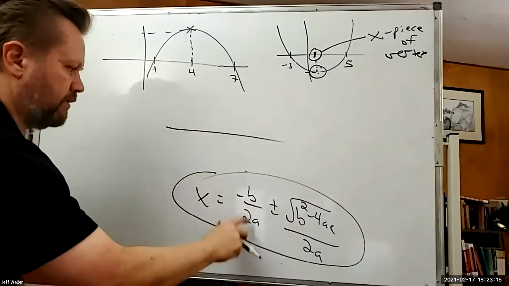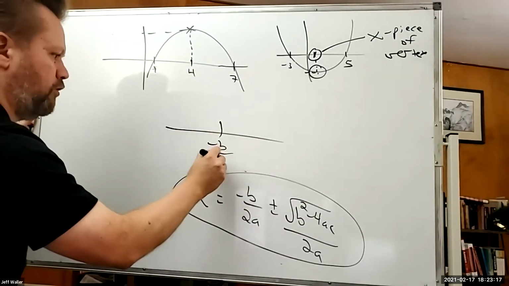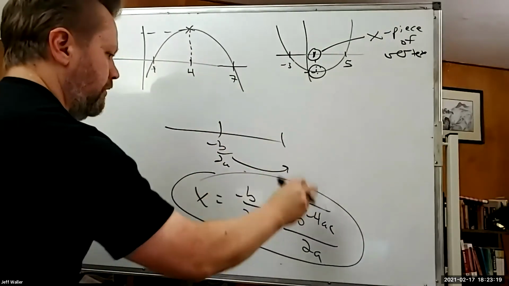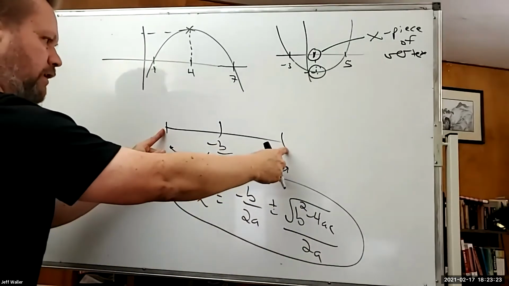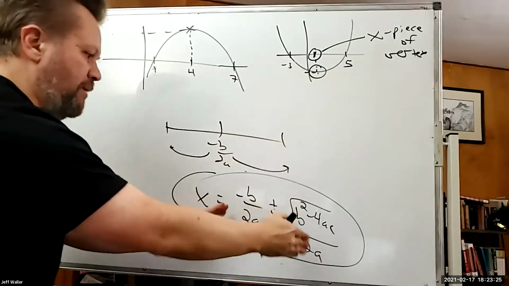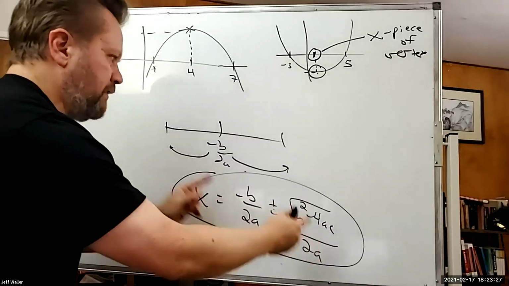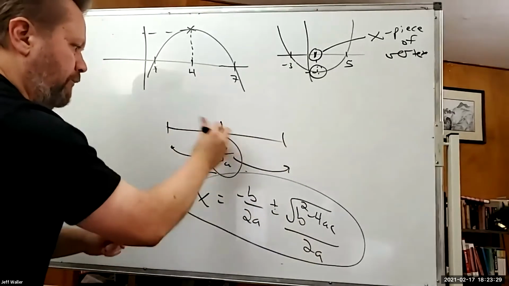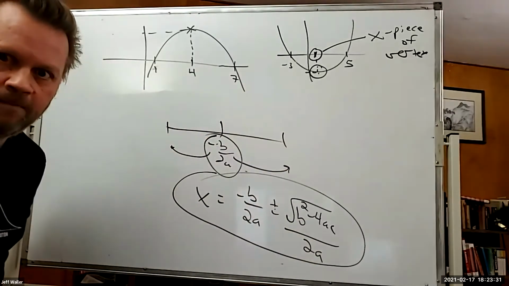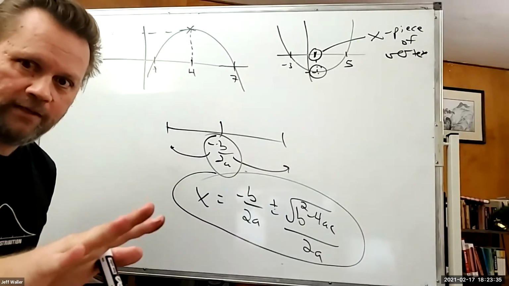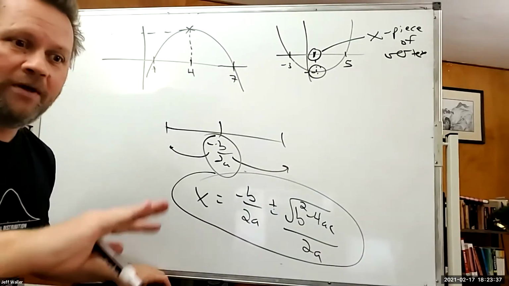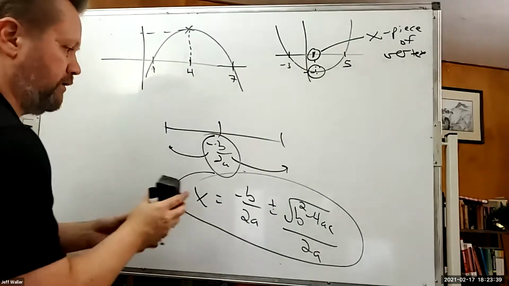Look at what this says. Doesn't this say negative b over 2a plus something and minus something to get the intercepts? So what is in the middle of the x-intercepts? Negative b over 2a. Negative b over 2a, right? What is that, Jeff?